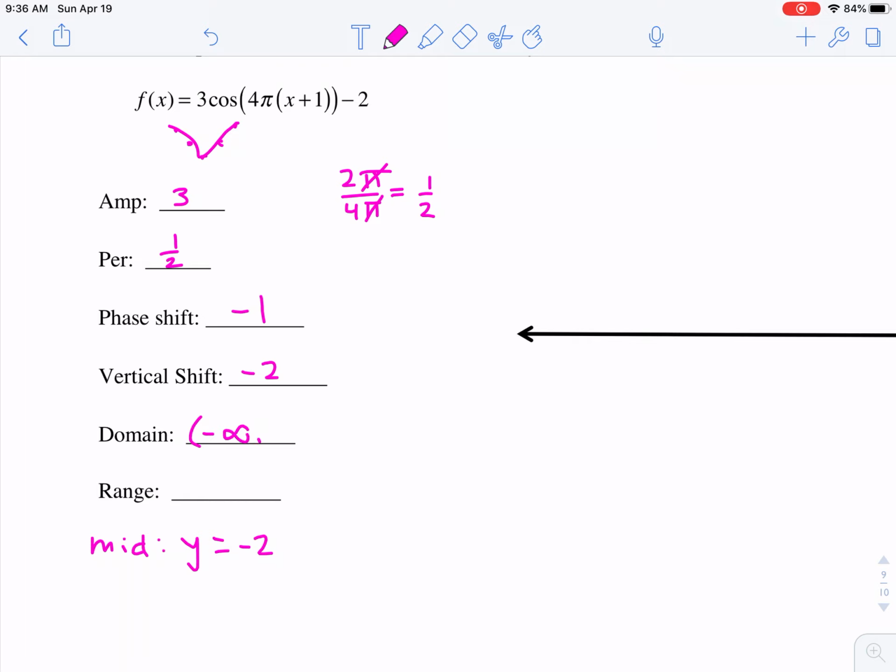Our domain continues to be negative infinity to infinity. And a range, if I'm at -2 for my midline, and I go up 3 from that, then I'm going to get to 1. And if I go down 3 from that, I'm going to get to -5. So we're going to go from -5 to 1.